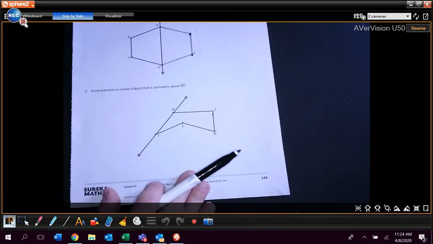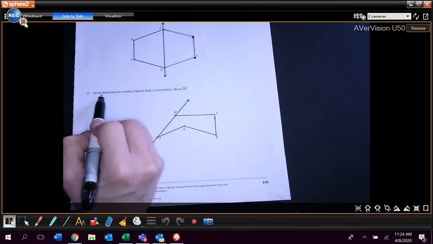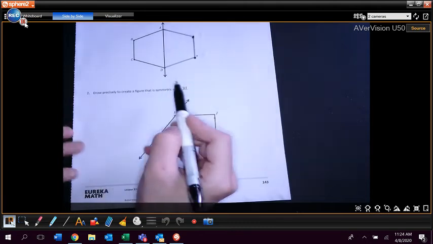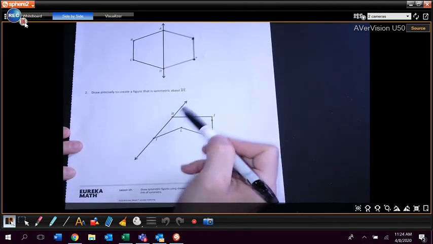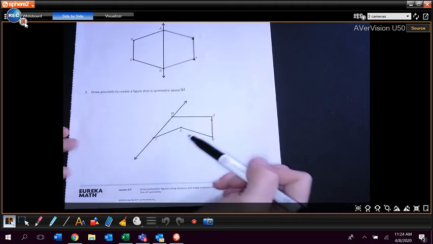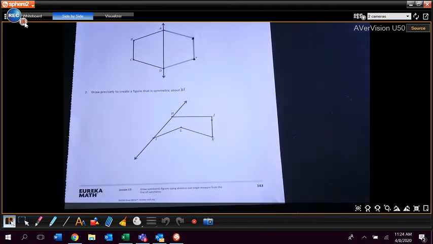Now we're going to go ahead and go to number 2. It says draw precisely to create a figure that is symmetric about HI. So look at the segment HI. Whatever we draw on this side needs to be the same, boys and girls. It has to be the same. And I know this one's a little bit hard, a little bit tricky.